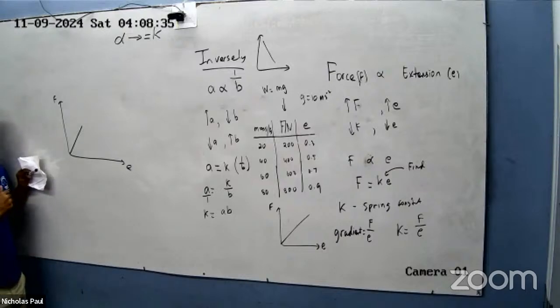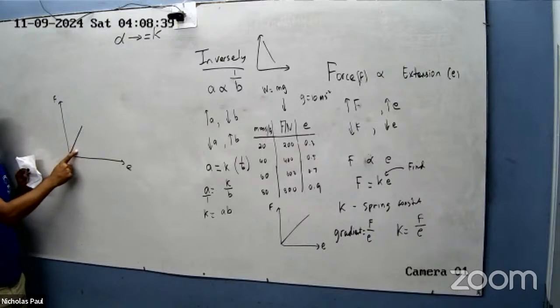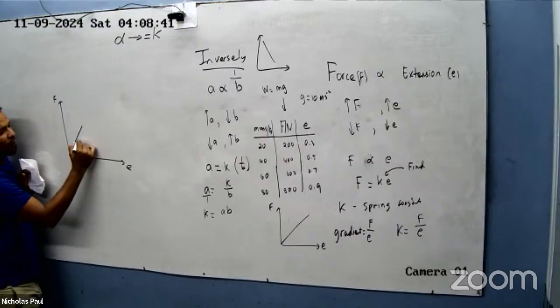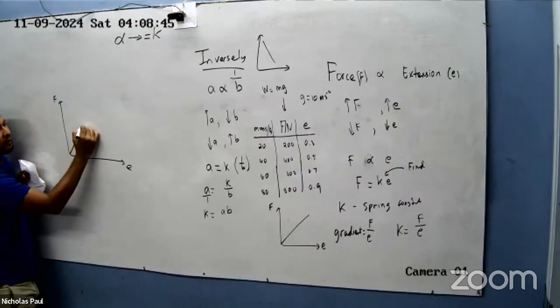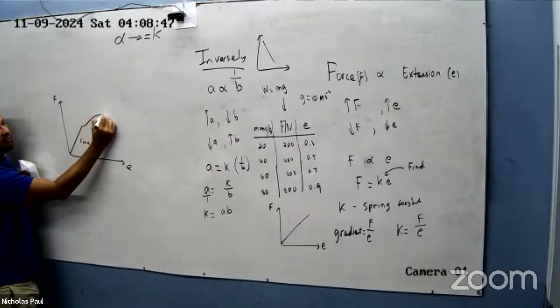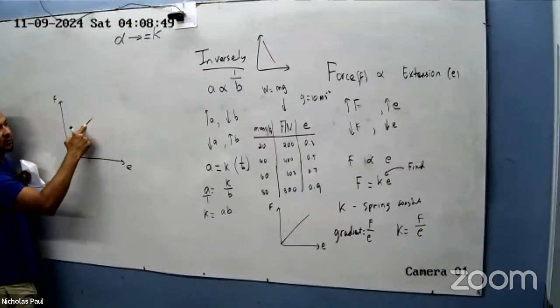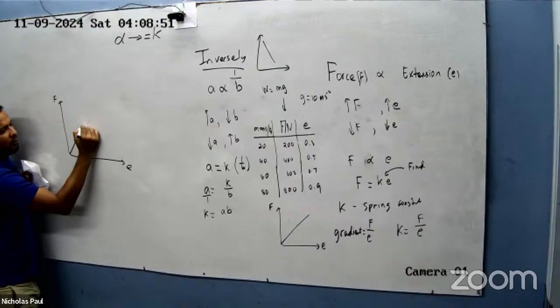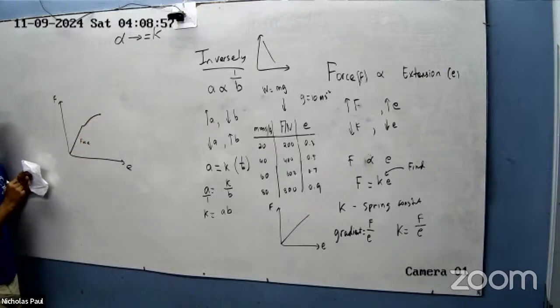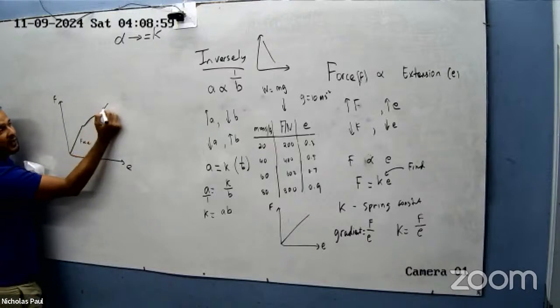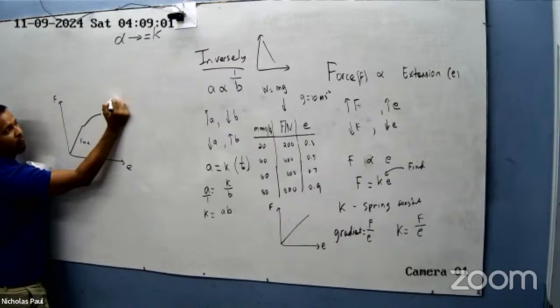Now, what would happen? It wouldn't behave like this anymore, right? It will no longer be F proportional to E. What will happen is that it will start to behave like that, a little curved. Something like this, I have a curve. And of course, there's a point when there will be no more extension. That point is when the spring breaks.